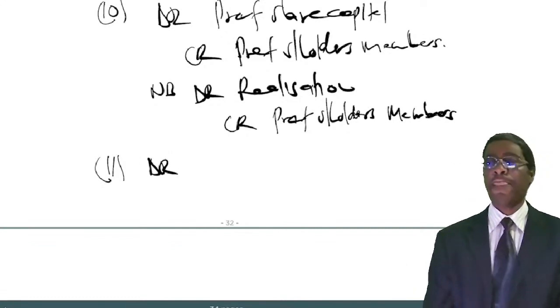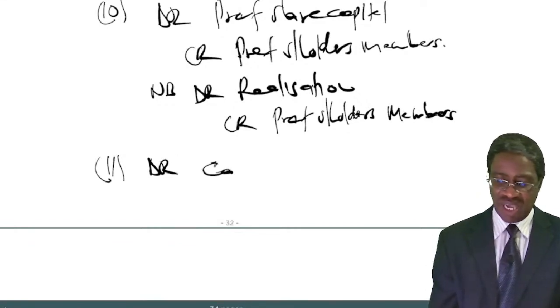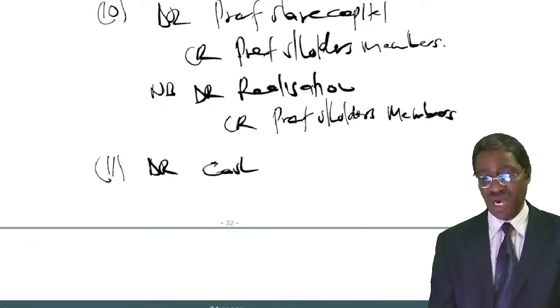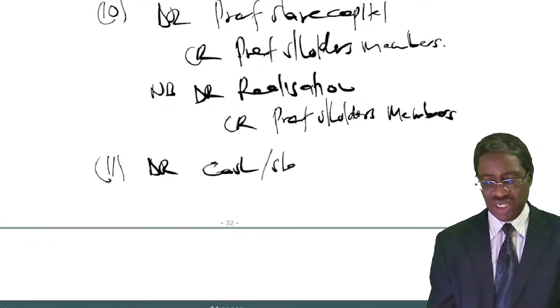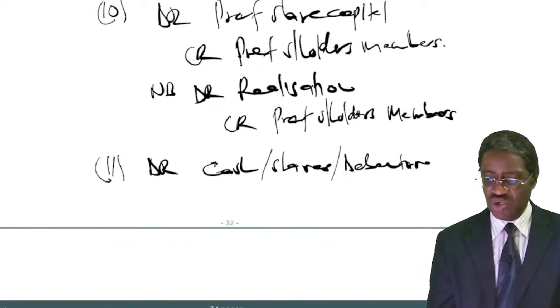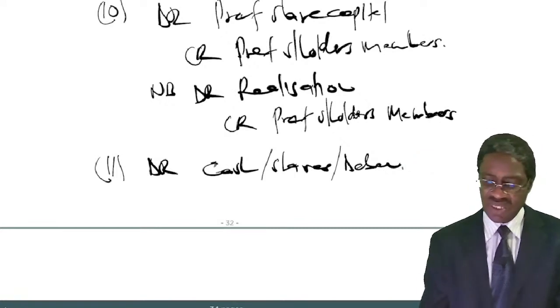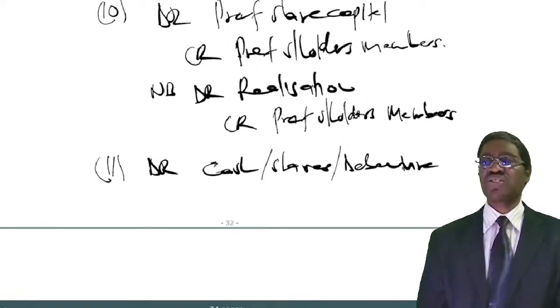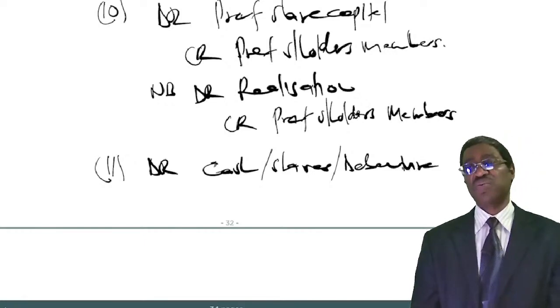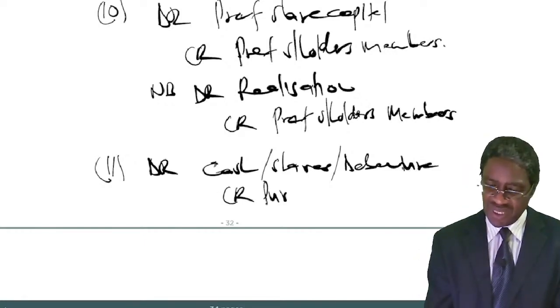Debit cash. Remember, this time we are receiving: debit cash, debit shares, debit debentures. Told you we are receiving these things, not issuing them. We are receiving, so we are debiting them. Debit cash, debit shares, debit debentures, and we credit purchasing company.